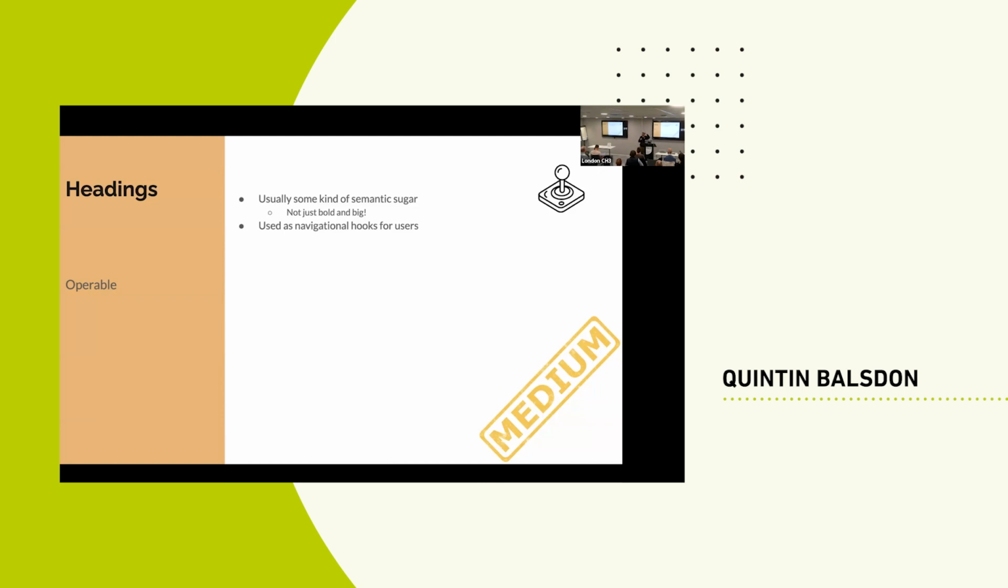I don't know, is that the iPhone one? Something like that. And then the Android one is heading, right? And so it's not just big and bold text, but it's actually some kind of semantic sugar, which can make a world of difference to users, right? I have labeled it as a medium because hopefully your screens are fairly short and you don't have a lot of content anyway, but this is something that can turn into a high very quickly.